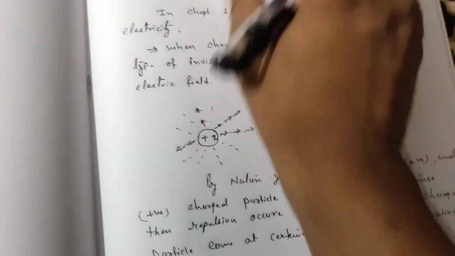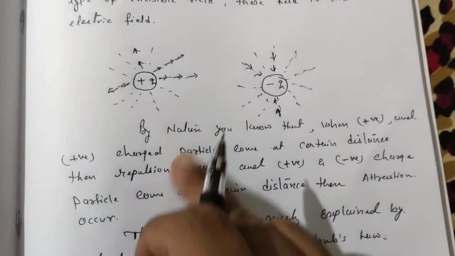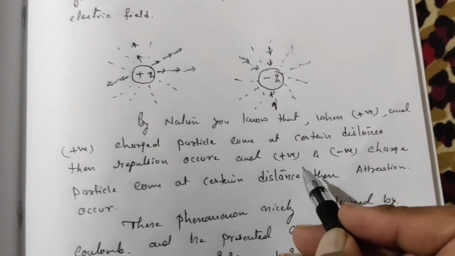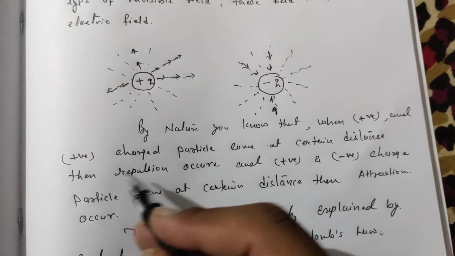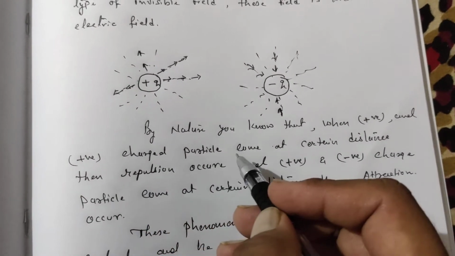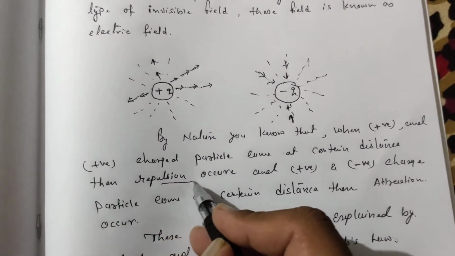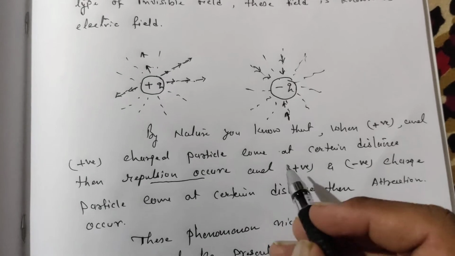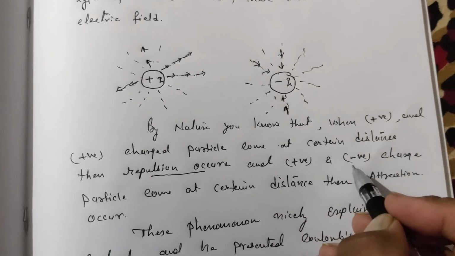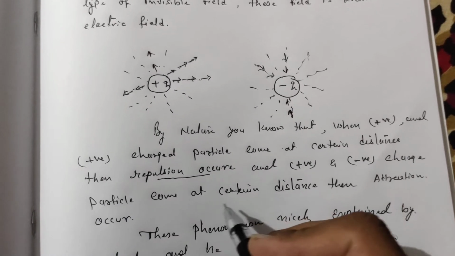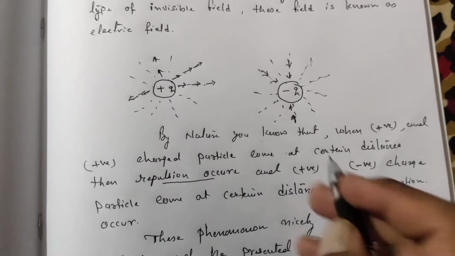Okay, now by nature you know that while we are putting positive and positive charged particles closer to each other, in that case repulsion occurs. Similarly, while we are putting a positive charged particle and a negative charged particle at a certain distance, in that case attraction occurs.